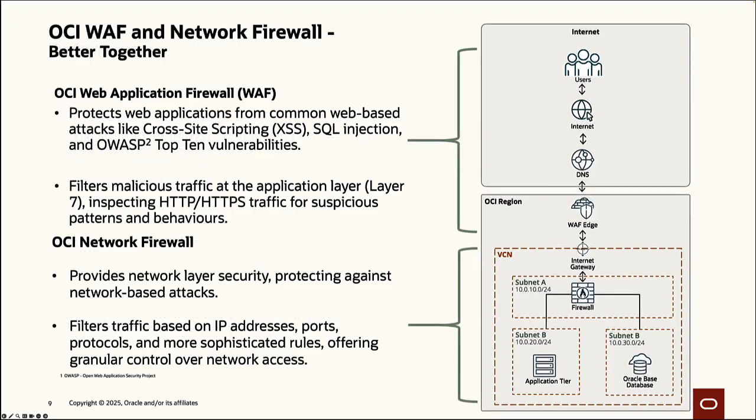The web application firewall protects applications from common web-based attacks. It filters the traffic at the application layer, inspects the HTTPS traffic for suspicious patterns and behaviors, and protects your workloads. The OCI network firewall complements this and provides network layer security. It protects you against network-based attacks. It filters the traffic based on the 5-tuple, and it also has a built-in IDS/IPS.